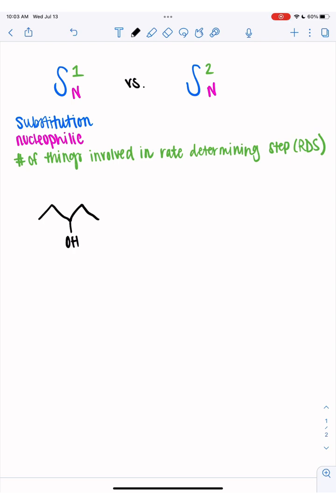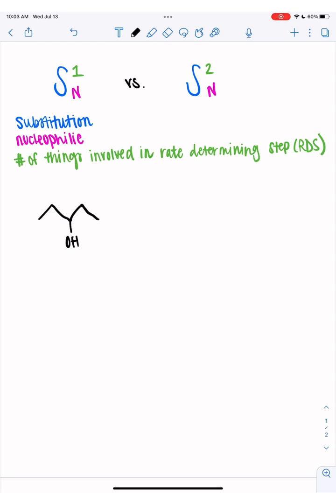N tells us that it is a nucleophilic substitution, so a nucleophile, which tends to be a base, will come in to substitute for our leaving group. The number, 1 or 2, tells us the number of things involved in the rate-determining step. If one thing is involved in the rate-determining step, that means the leaving group is going to be kicked off and a carbocation will form.